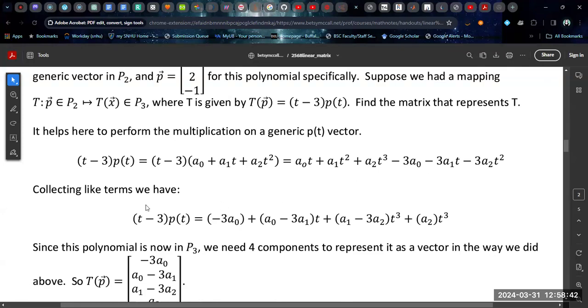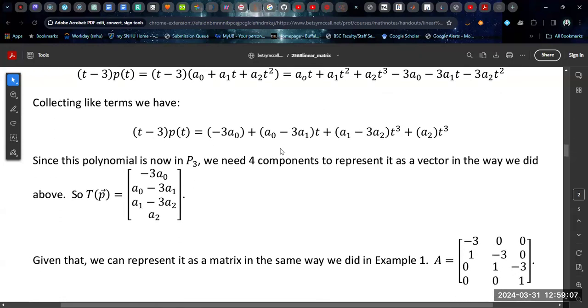And if I collect terms, then my constants are just -3a0, and then my linear component is a0 minus 3a1, and my squared component, that should be a squared, a1 minus 3a2, and then my cube component is a2.